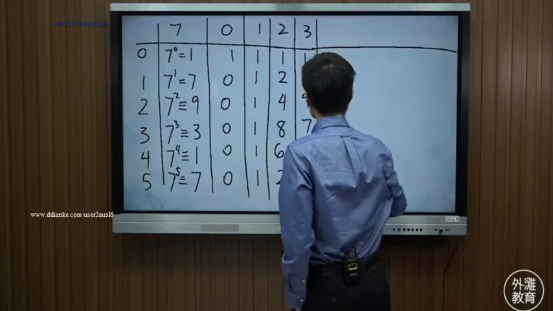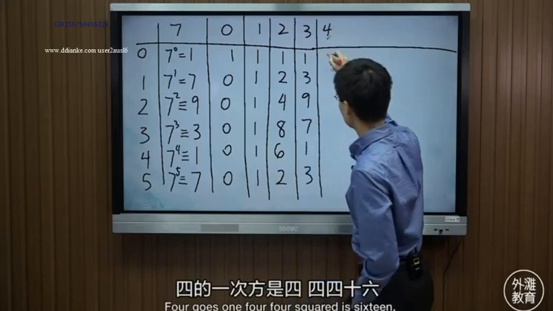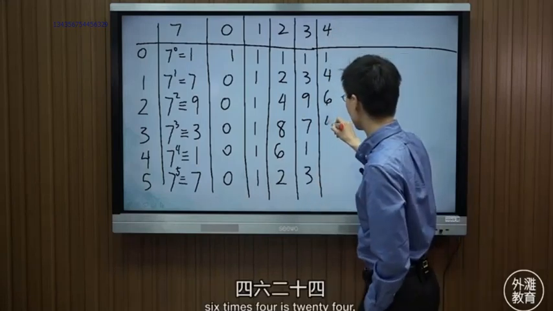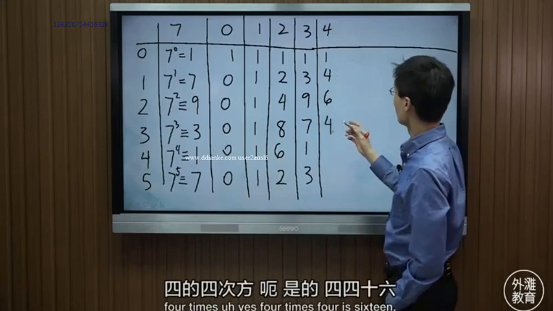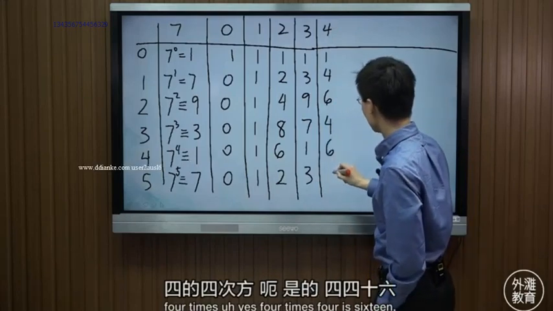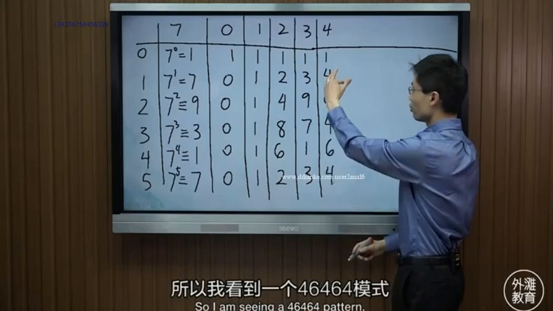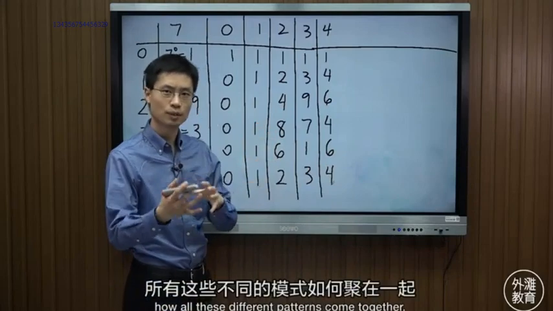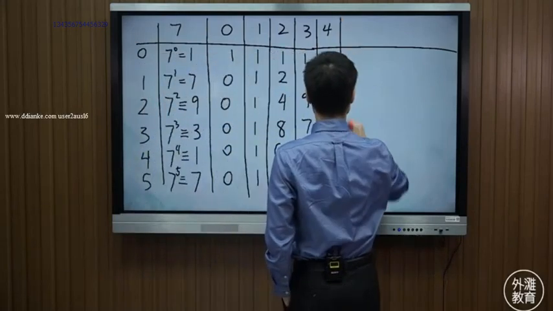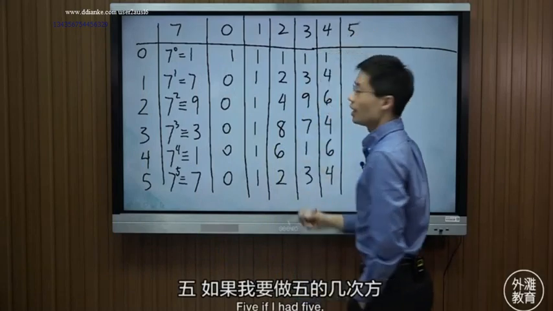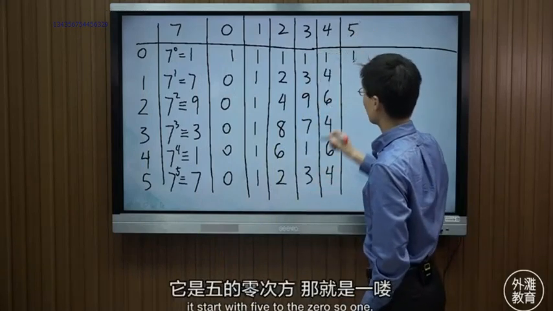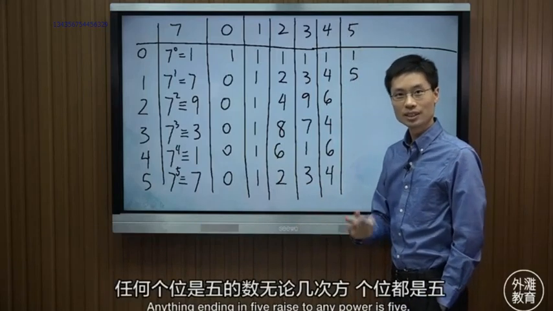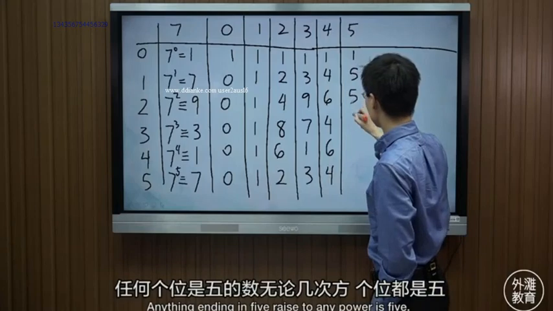What about 4? 4 goes 1, 4. 4 squared is 16. 6 times 4 is 24. 4 times 4 is 16, and then it goes 4 again. So I'm seeing a 4, 6, 4, 6, 4 pattern. What I'm trying to do here is show how all these different patterns come together. 5. If I have 5, it starts 5 to the 0, so 1, but then they're all 5. Anything ending in 5 raised to any power is 5, apart from the 0 power.